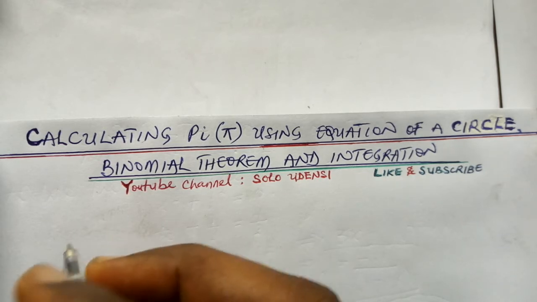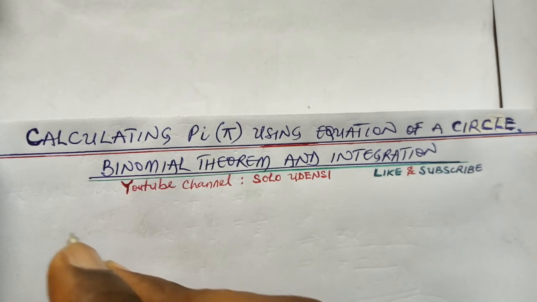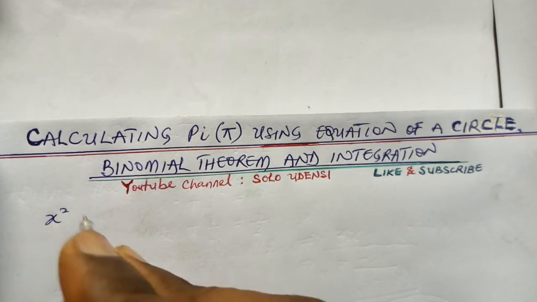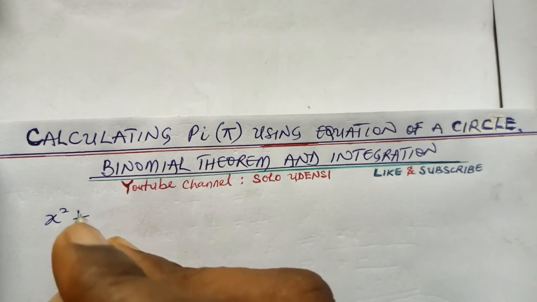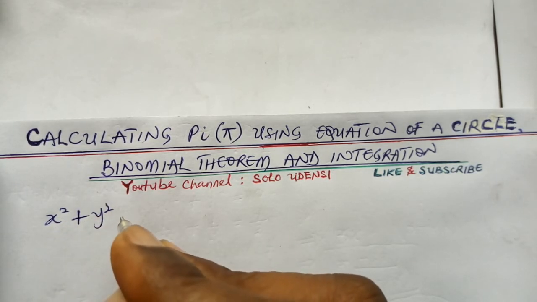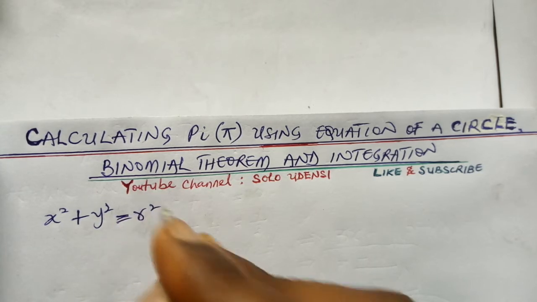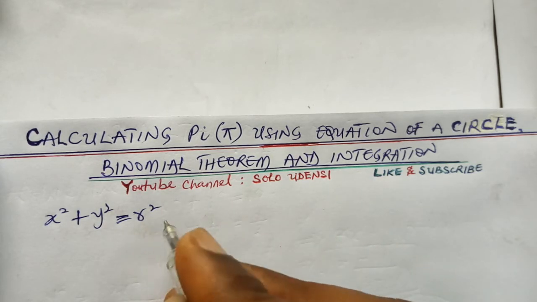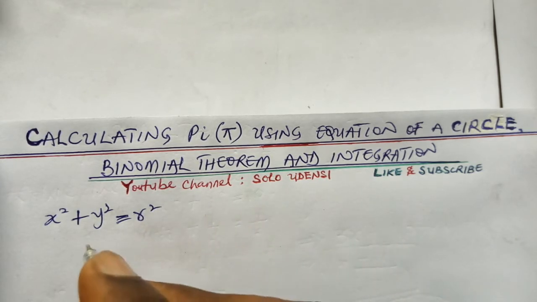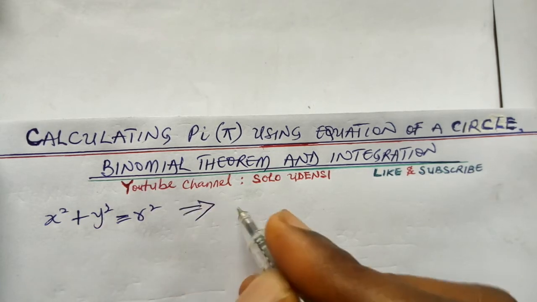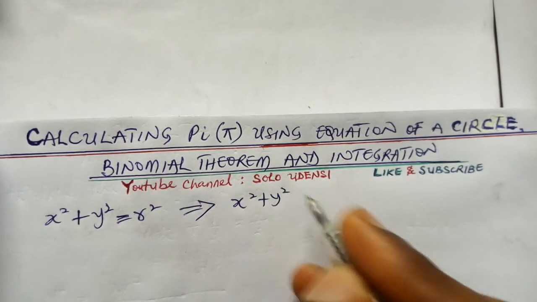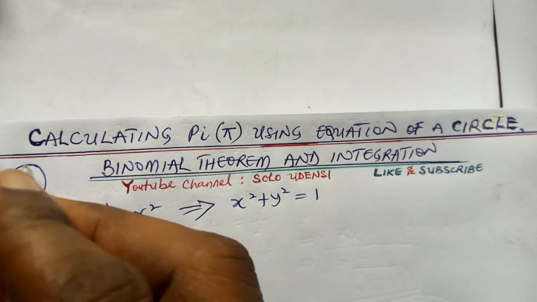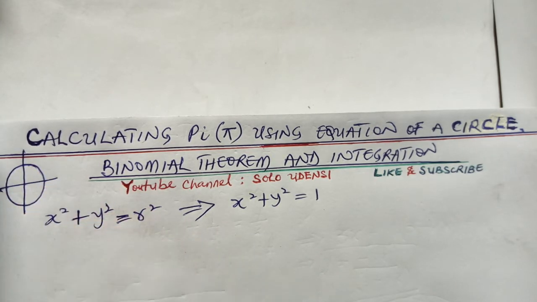So we know that the equation of a circle is given by x squared plus y squared is equal to r squared. So if the circle is a unit circle, that is if it has a radius of 1, we have that x squared plus y squared is equal to 1, and we can make y the subject of the formula.